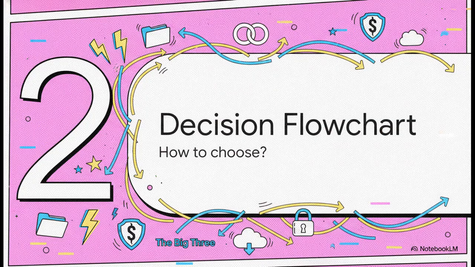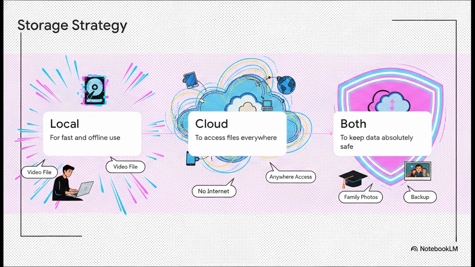Section 2, the decision flowchart. Let's move on and see how this builds our ultimate strategy. Okay, here is how you actually navigate this whole dilemma. Step 1. If you're working on a massive video file that requires lightning-fast read speeds or you know for a fact you won't have internet, you choose local storage.